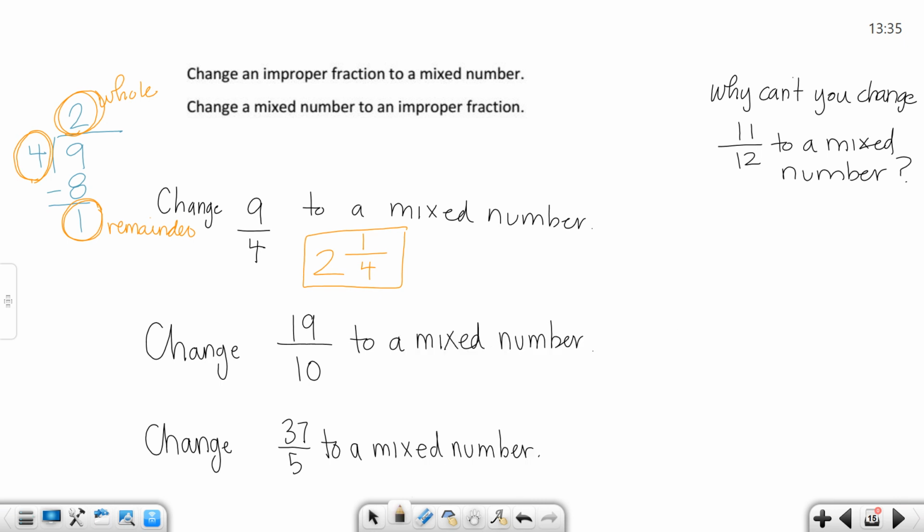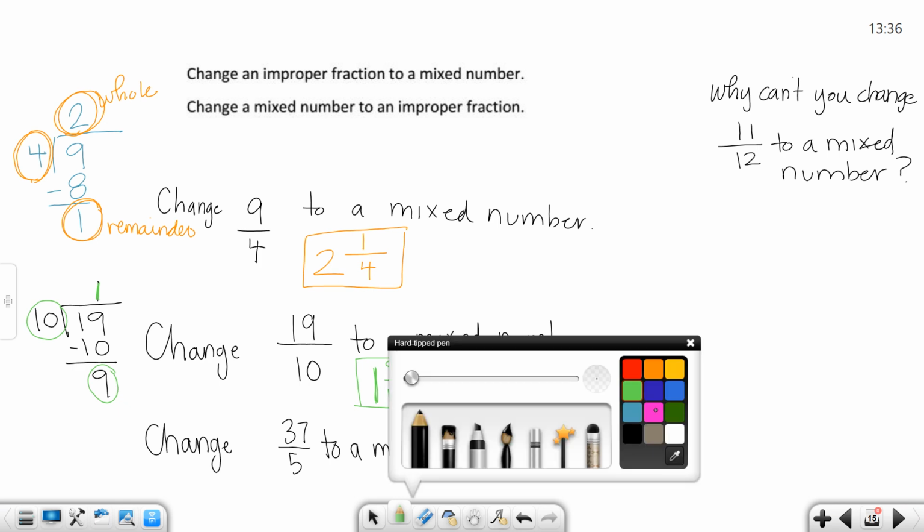Let's say I asked you to divide 10 into 19. Well, 10 goes into 19 one time with 9 left over. So this one time right here is your whole number. This 9 is your remainder. And this 10 is your divisor. And 1 9/10 would be your mixed number.